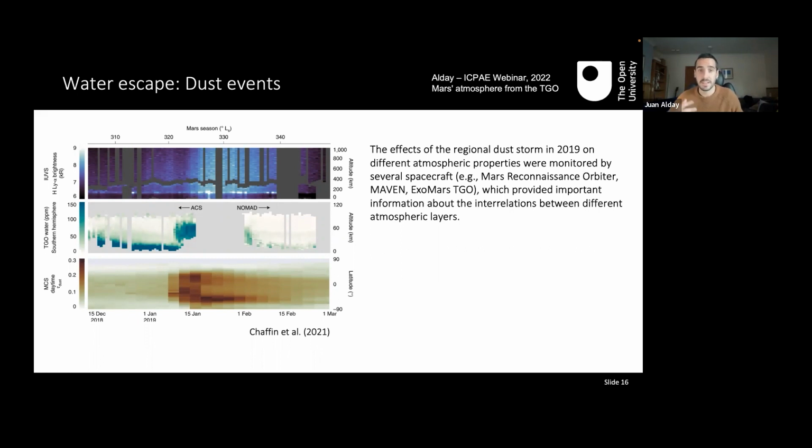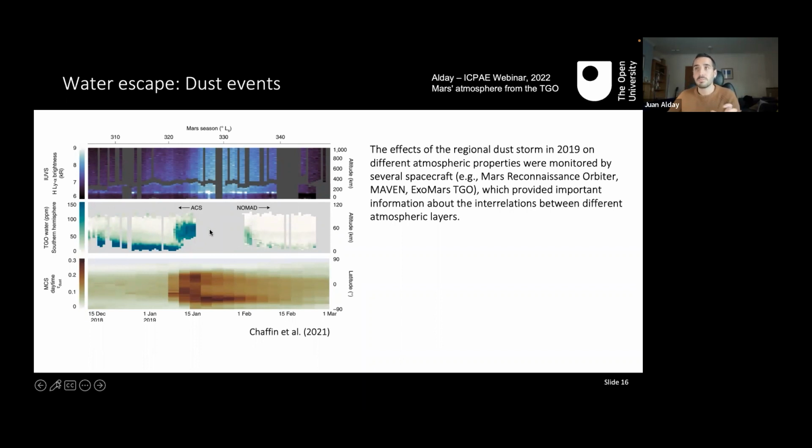So this indeed suggests that all these atmospheric properties are related, and I think that they are giving us a good picture to understand how the escape of water to space works on Mars. But as you can see here in the TGO data, because of some orbit constraints, there's a gap in which we missed part of the regional dust storm.